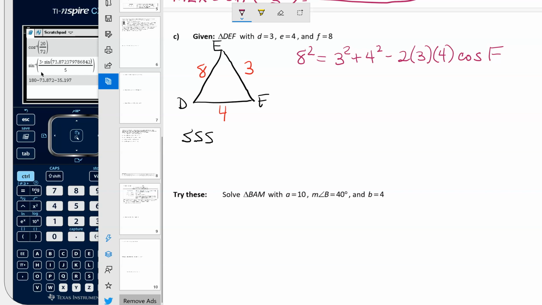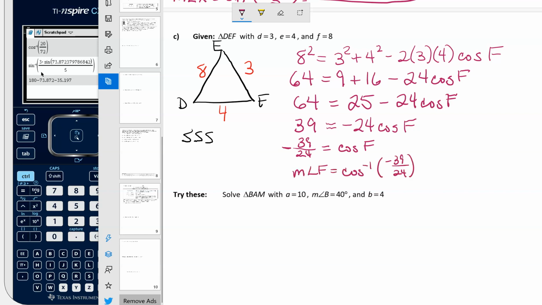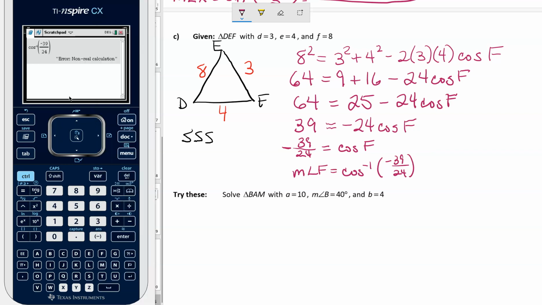Our next step is to simplify what we've got, combine like terms, subtract 25, divide by -24, and finally take an inverse cosine. Now that we have a calculator-ready expression, we can enter this into the calculator. When we do this, we get an error. The result is undefined or a non-real calculation. Your calculator might say a couple of different messages there, but the upshot is it will not give us an angle. That means that there's no solution to this particular triangle.